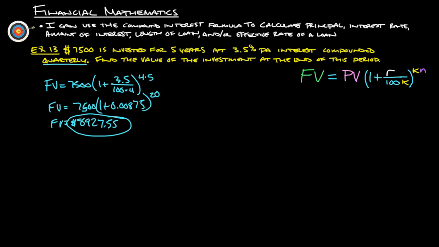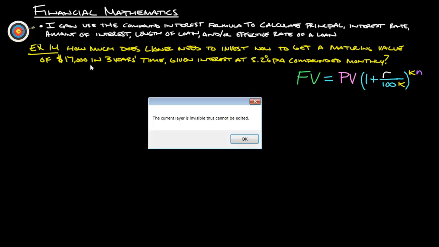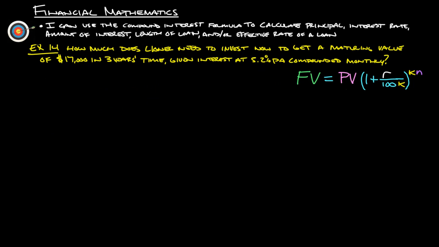All right. Let's take a look. Example 14. How much does Lionel need to invest now to get a maturing value of $17,000 in 3 years' time, given interest is 5.2% compounded monthly? So now this $17,000 here is going to go into the future value, and we've got to figure out what the present value is.